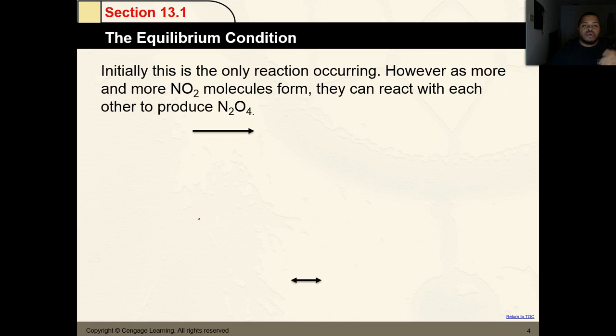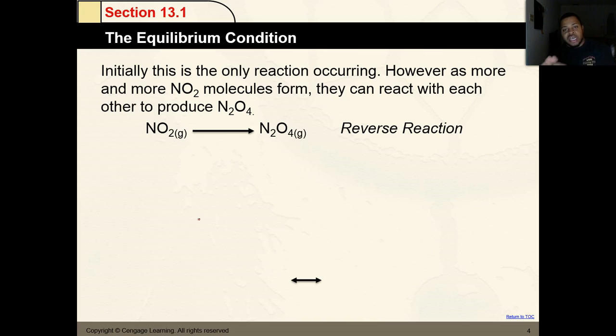However, as more of the NO2, or the nitrogen dioxide molecules form, they can get to a point where they actually start to react with each other and produce dinitrogen tetroxide. This is what we call the reverse reaction. So we started off with the reaction going one way, breaking down the dinitrogen tetroxide to form the nitrogen dioxide. But over time, we actually start to break that back down and reform our dinitrogen tetroxide.